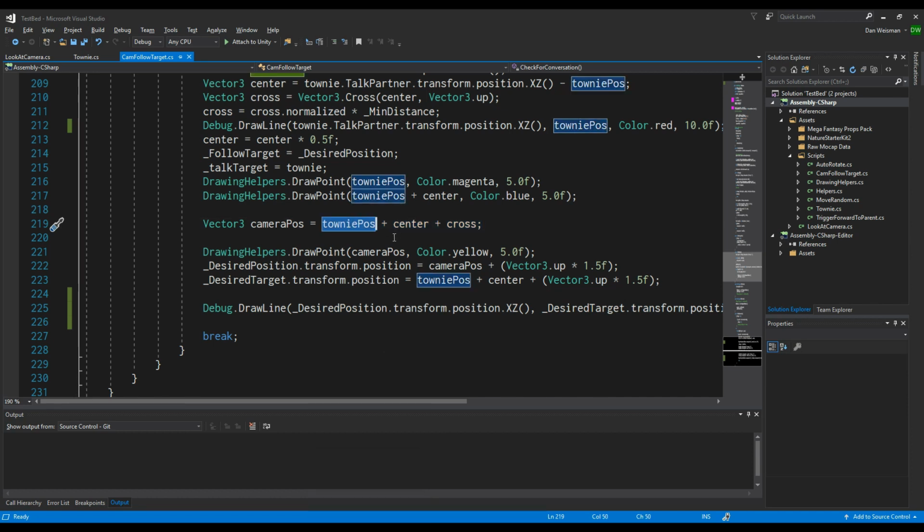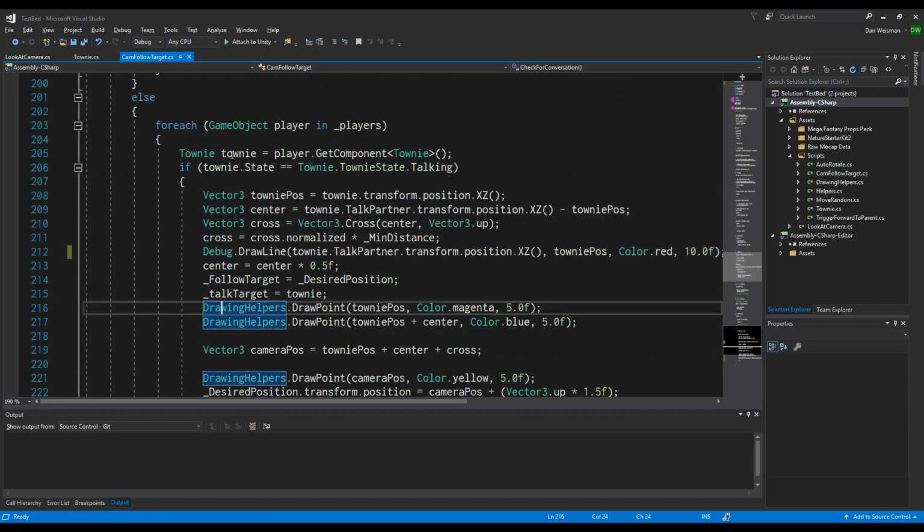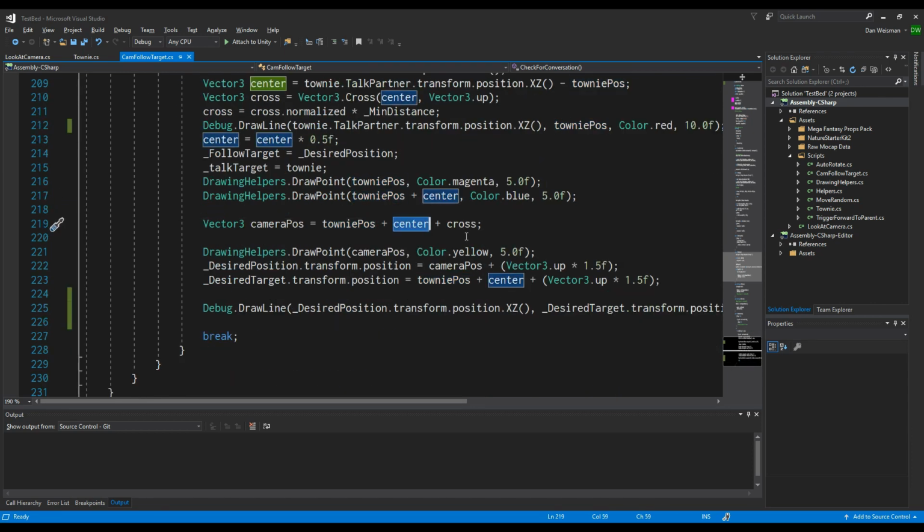So remember, townie position is the position of the first character that we identified up here in the loop. So this first guy's position. Center was the difference vector that was halfway between the two characters, and cross was the perpendicular line that was basically pointing in the direction that we wanted the camera to go, but it's only a scaled direction vector. It doesn't have a position in 3D space.